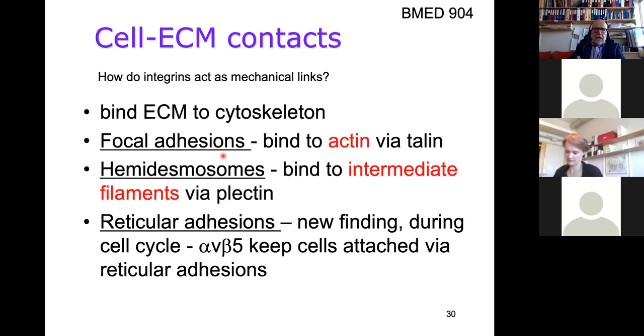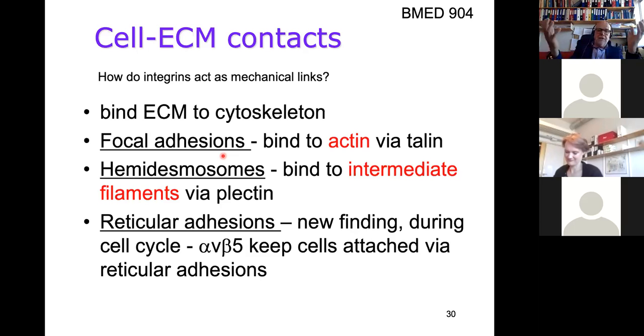We already looked at hemidesmosomes, which are the structures that epithelial and endothelial cells form with basement membrane. Here, it's the intermediate filaments of the cytoskeleton that interact with basement membrane via an adaptor protein called plectin.